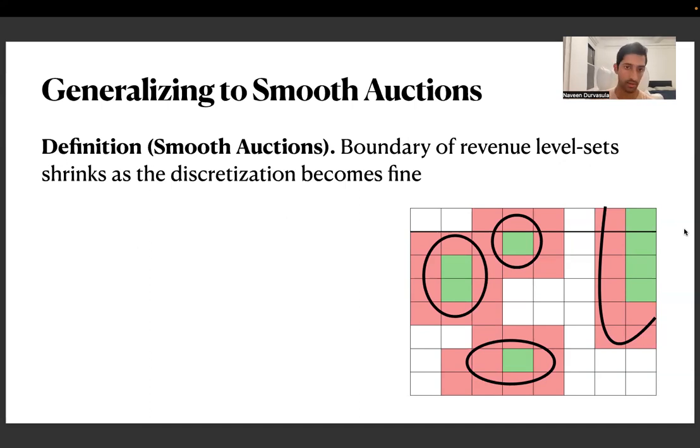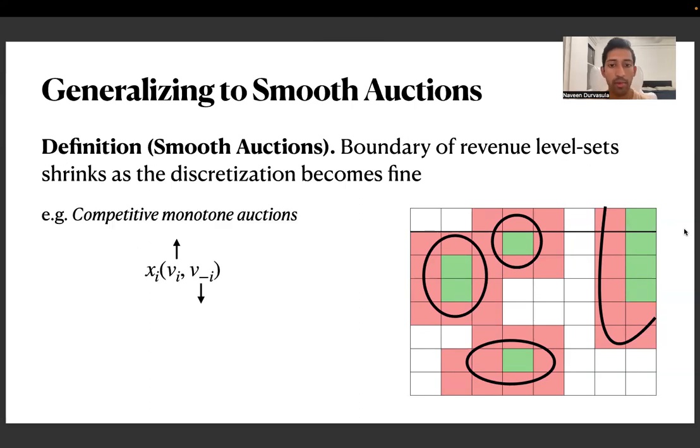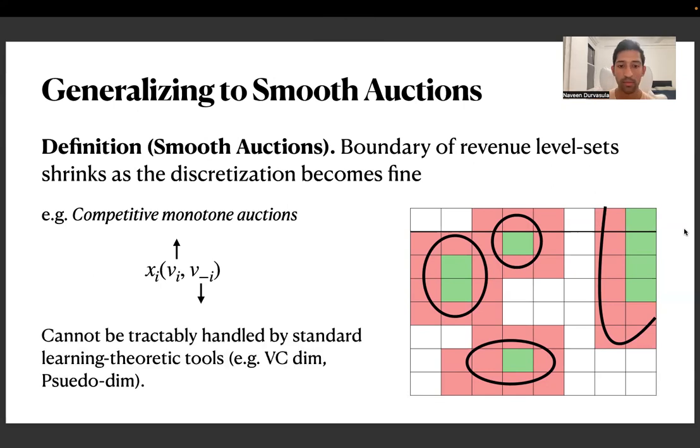And this class of auctions is very, very large. For example, the class of all competitive monotone auctions, which we define as all auctions where the allocation weakly increases with the bidder's bid, but also weakly decreases as the opponent's bids increase. That class of auctions already cannot be tractably handled by standard learning theoretic tools, such as scale-sensitive dimension or pseudo-dimension. However, it is a smooth class of auctions and can be dealt with tractably by the learning theoretic results that we described earlier.